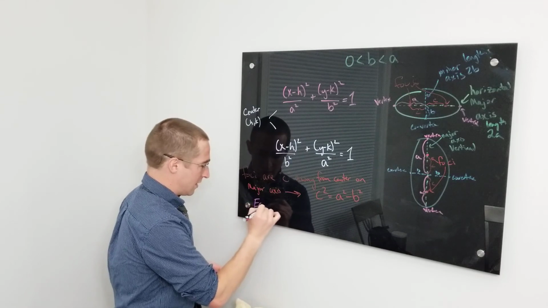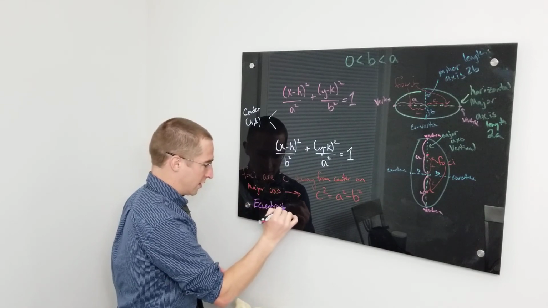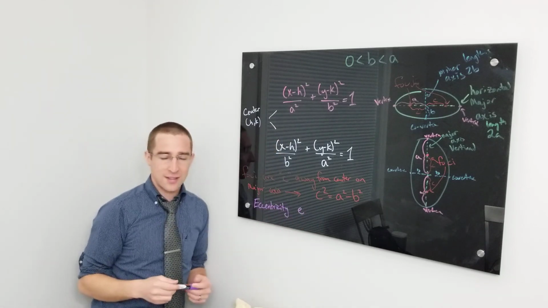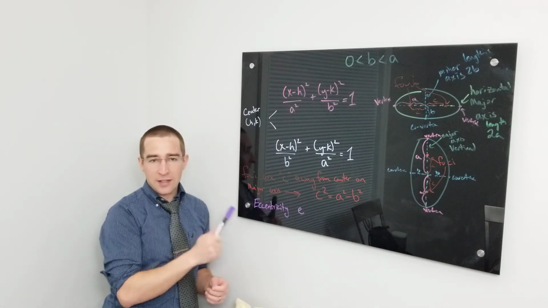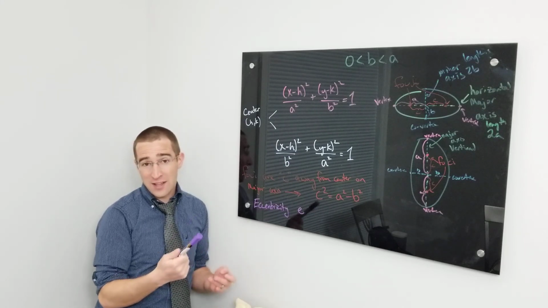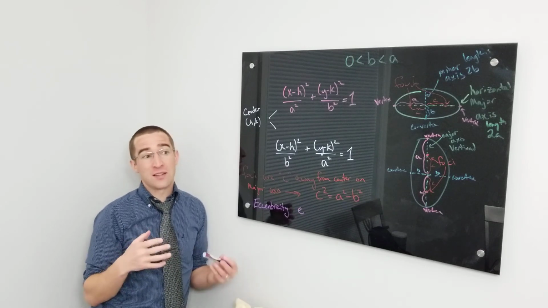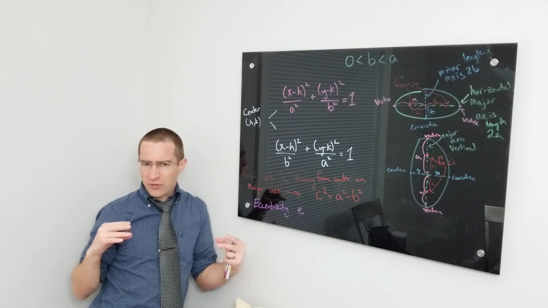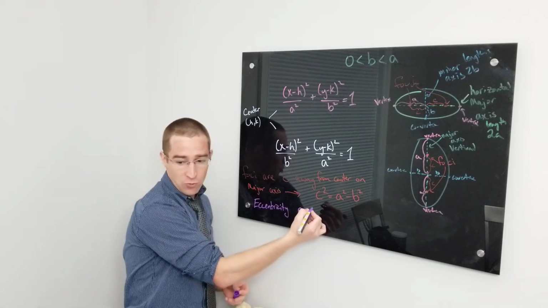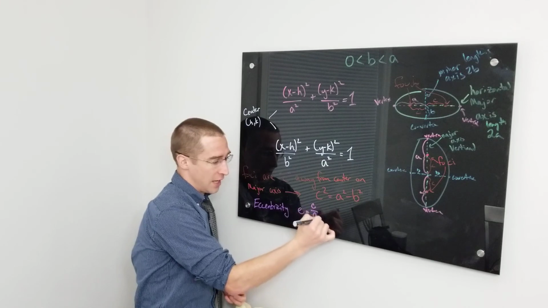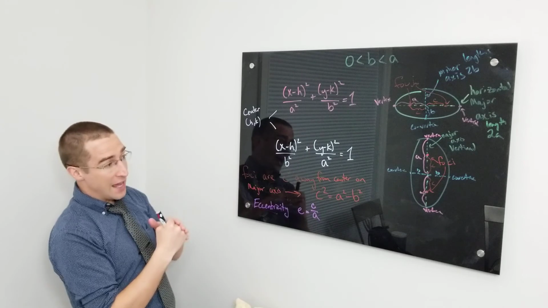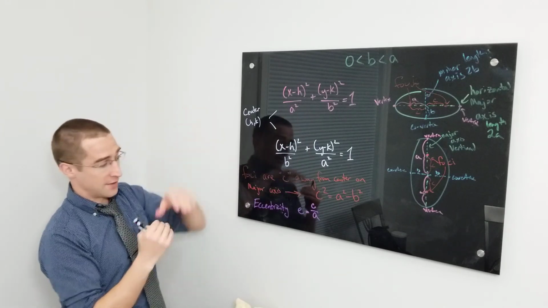So the eccentricity is this lowercase e, which, yes, we also use as a number e, but here with ellipses, if you see this e, that's going to stand for eccentricity. The eccentricity tells you basically how circular or flat the shape is. So the eccentricity is this ratio of c over a, where c, remember, is the distance from the center to the focus, and a is the distance from the center to the vertex.